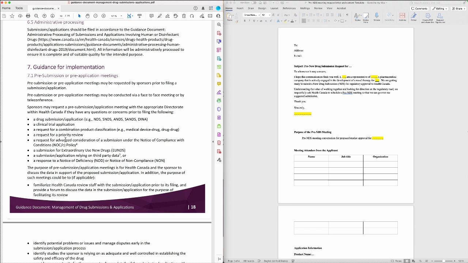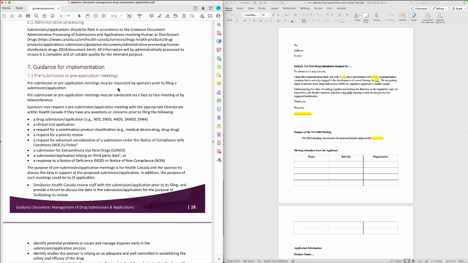So what we are going to see today is also the standard way to prepare those packages in order to communicate and work with Health Canada. Now I'm going to look into the first section, which is 7.1, pre-submission or pre-application meetings. It states that pre-submission or pre-application meetings may be requested by a sponsor prior to filing a submission or an application.